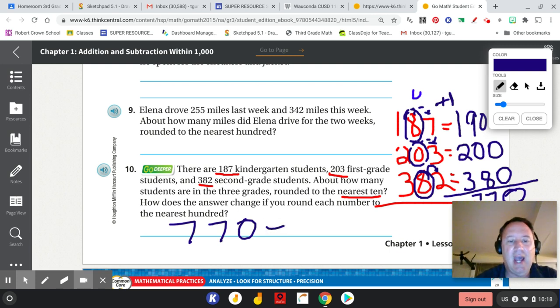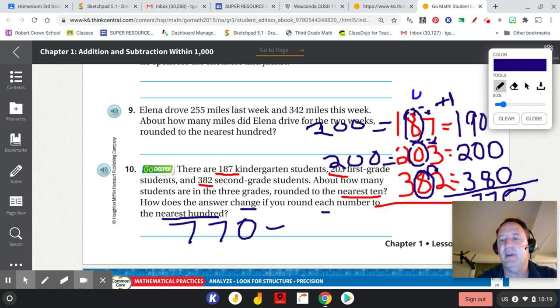Now it's asking me, how does the answer change if you round each number to the nearest hundred? Well, let's see. If I go the other way, 187 is rounded to 200. 203 is rounded to 200. And 382 is rounded to 400. Do you think this is going to be higher or lower than that number? Okay, you're right. It is going to be higher.